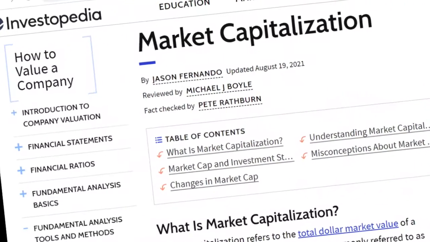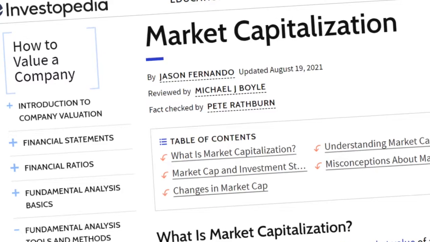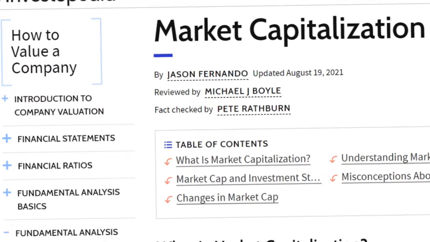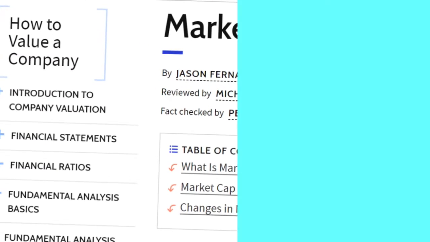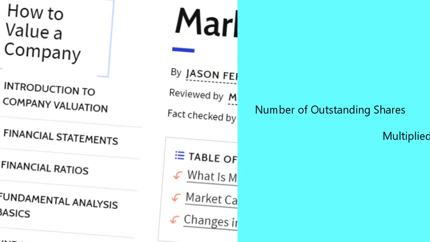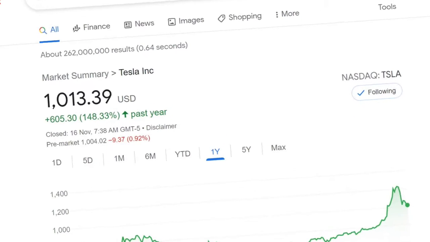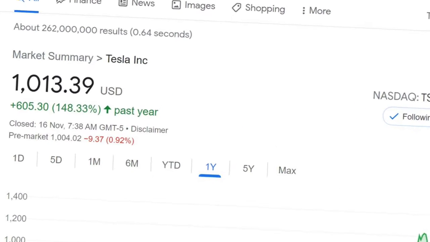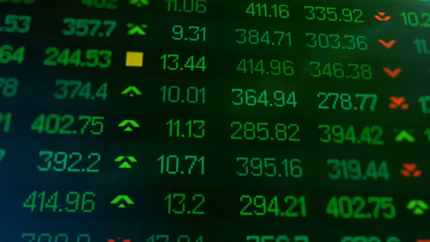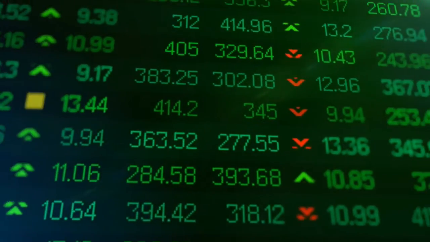So what does market capitalization actually mean? Well, it means the company's current value, i.e., the number of outstanding shares multiplied by its current share price. So by this, you will also notice that a company's value is just a snapshot in time and is always changing because of its share price.